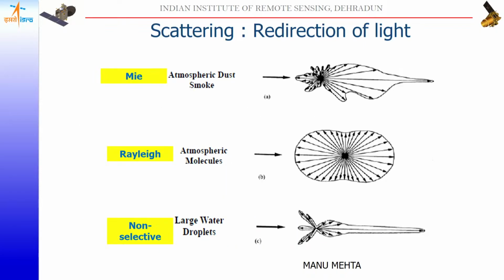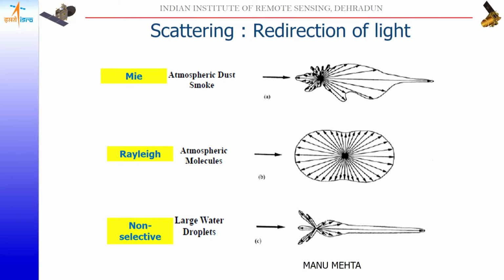The other process, which is scattering, that means the redirection of light, depends upon the wavelength which is interacting and the size of the scatterer. There are other properties like chemical structure of the scatterer, its physical properties, etc. But by and large, these two quantities, that means the wavelength of interaction and the size of the scatterer, decide what kind of scattering it is. I am restricting myself here to elastic scattering. That means the wavelength of outgoing radiation is the same as that of incoming radiation.